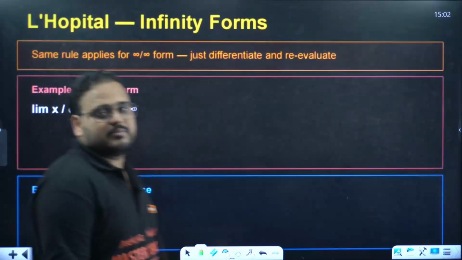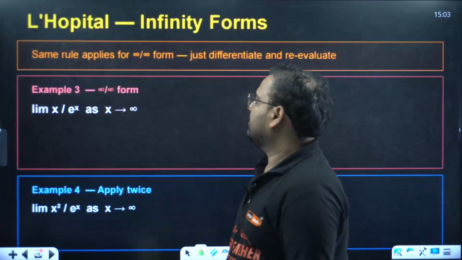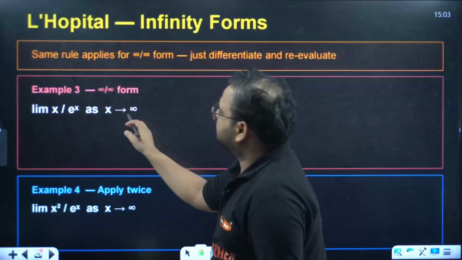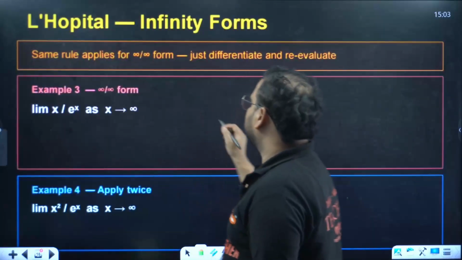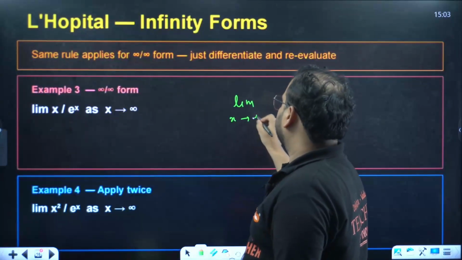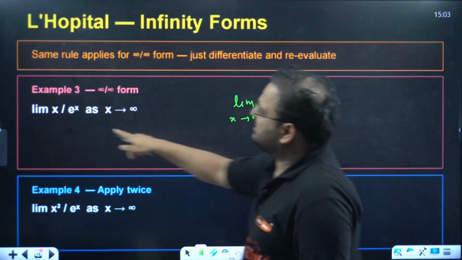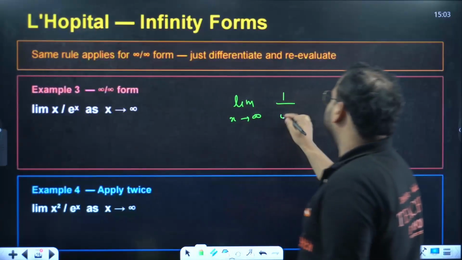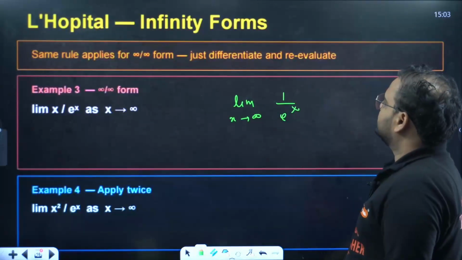What about infinity problems, sir? Okay, let's say x tends to infinity, limit x by e power x. Differentiate. Derivative of x is 1, e power x remains as e power x. So e power infinity is how much?